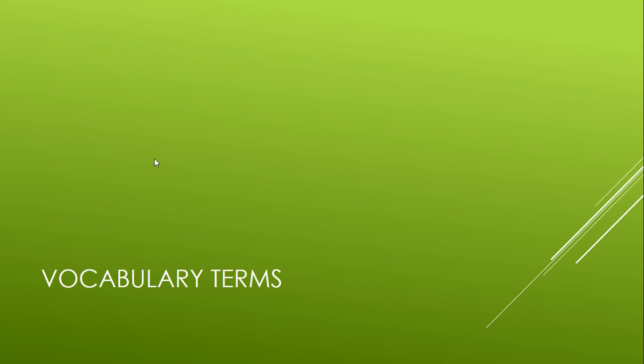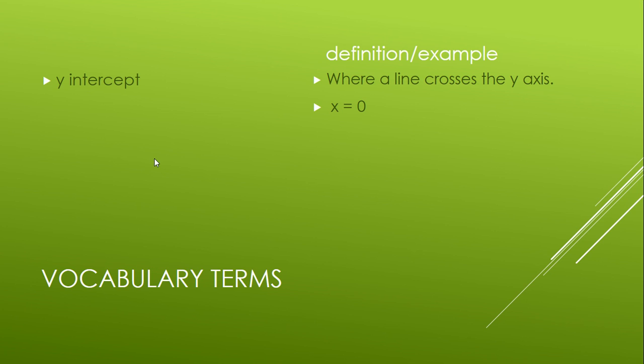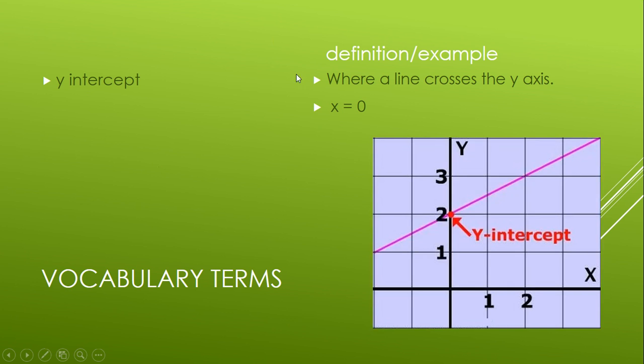Vocabulary terms we need to go over. The y-intercept. That is where a line crosses the y-axis, and is also where x equals 0. So let's look at a picture of that really quickly. Remember, this is the x-axis. We always deal with that one first. That's the first variable or coordinate we get. The second coordinate listed is always the y-axis. This is the y-axis. The y-intercept is where it hits right there. So we can see that the y-intercept in this case is 2.